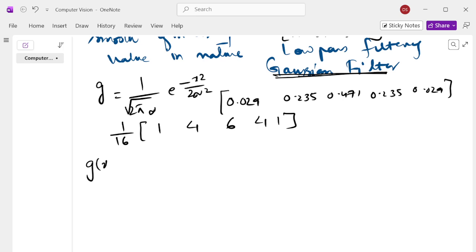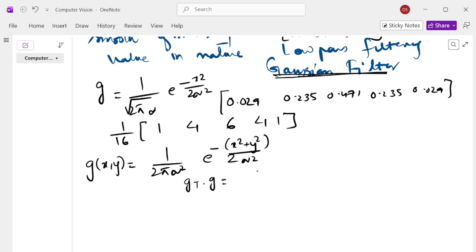Similarly, if we are going for a 2D filter, it would be 1 over 2 pi sigma square e raised to power minus x square plus y square over 2 sigma square. In order to generate this filter, what we do is multiply g of t with the g. So this would give us 1, 4, 6, 4, 1, and then 1, 4, 6, 4, and 1.